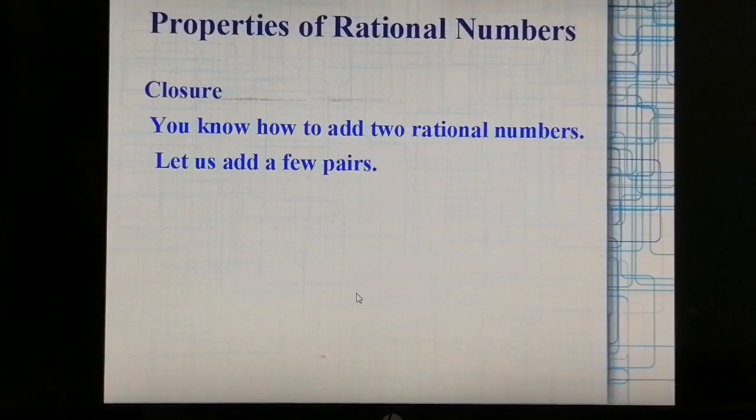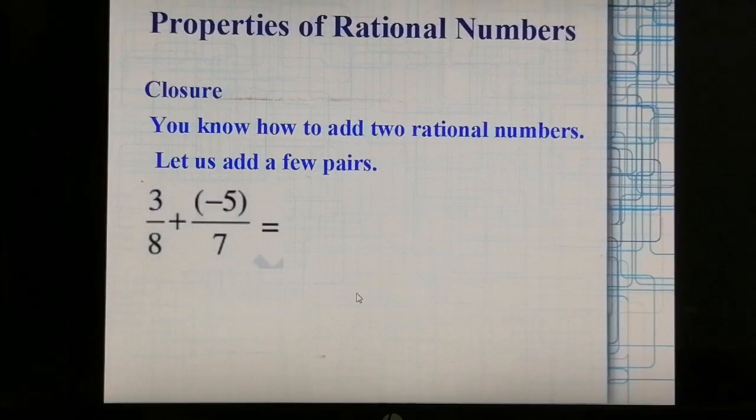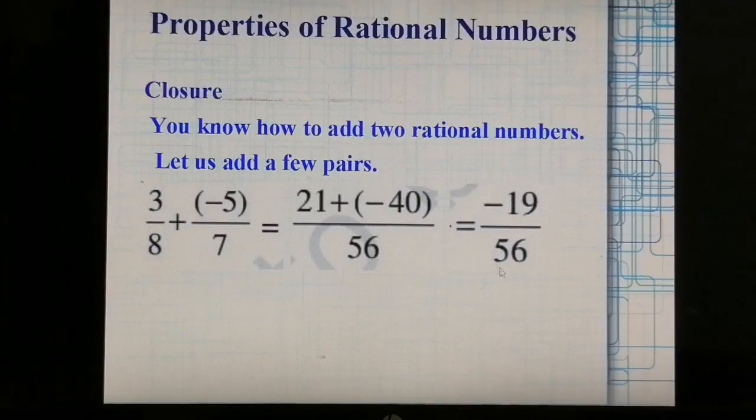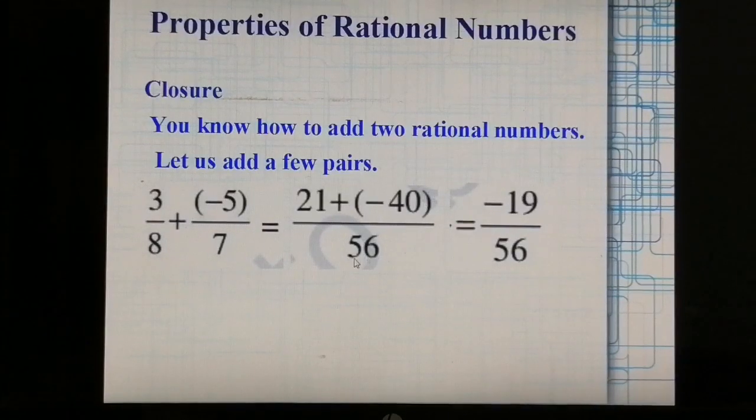You know how to add two rational numbers. Let us add a few pairs. Here we have two rational numbers and we put the plus sign between them, and what do we get? We get minus 19 over 56. Now here we need to think, what is minus 19 over 56? Yes, it is a rational number. So we added two rational numbers and got a result that is also a rational number.